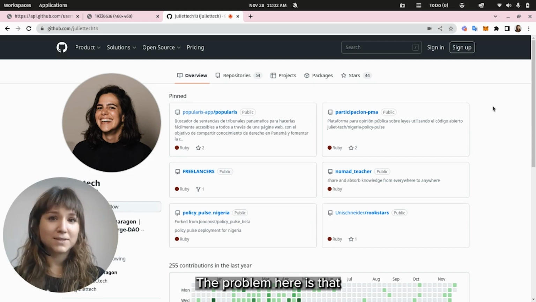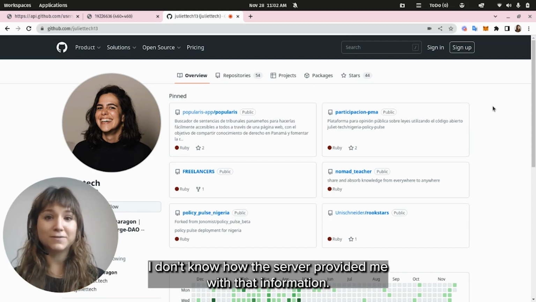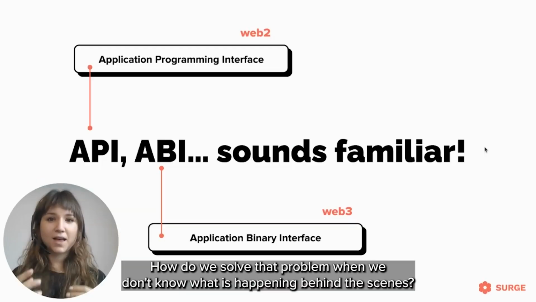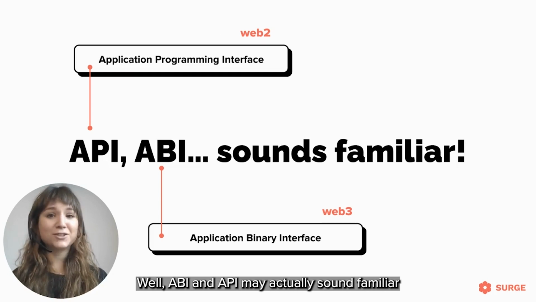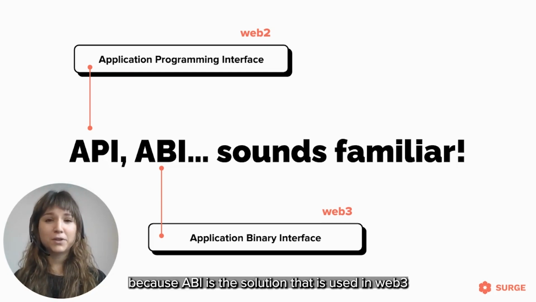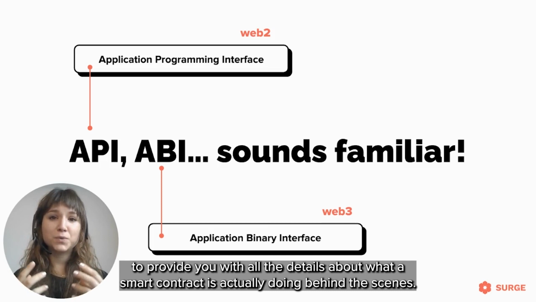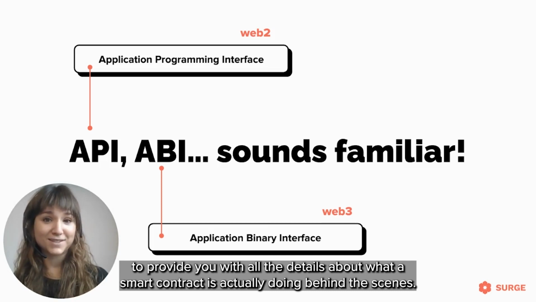The problem here is that I don't know how the server provided me with that information. How do we solve that problem when we don't know what is happening behind the scenes? Well, ABI and API may actually sound familiar, because ABI is the solution that is used in Web3 to provide you with all the details about what a smart contract is actually doing behind the scenes.